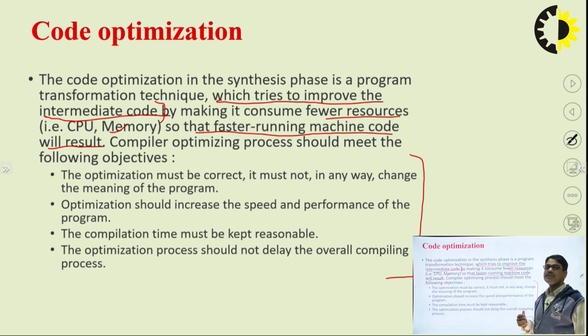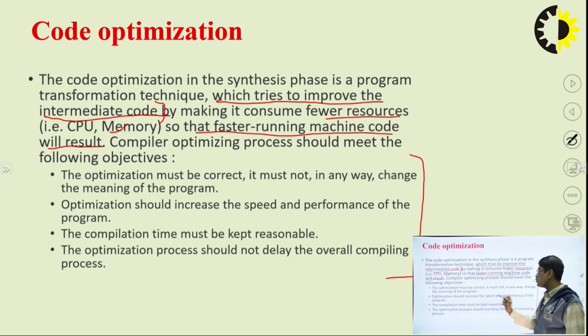Whatever optimization we apply, the input and output program fragment, all the syntax, everything will be in correct form. Nothing will change after applying this optimization. It must not in any way change the meaning of the program. Whatever objective is associated with the program must not be changed by applying this code optimization technique. That is the first part.